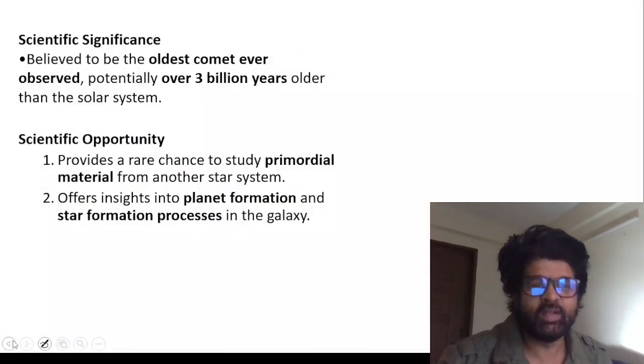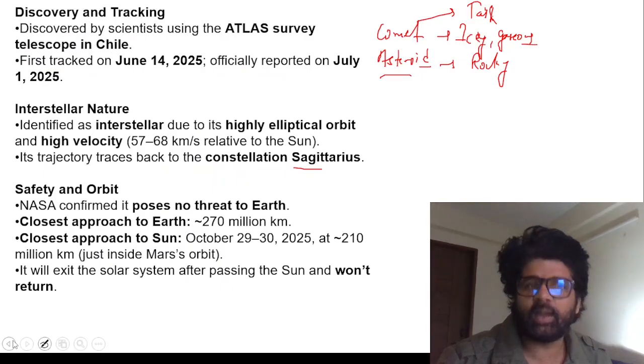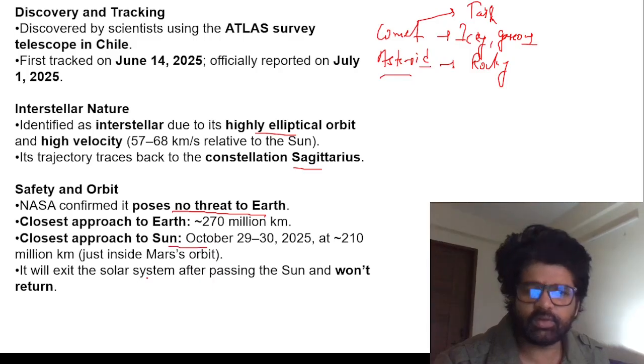Guys, let's focus here. So we have seen some terms. Atlas comet: interstellar, came from outside our solar system. Due to its highly elliptical orbit, NASA confirmed it poses no threat to Earth. It will approach the sun, exit the solar system after passing the sun, and won't return.